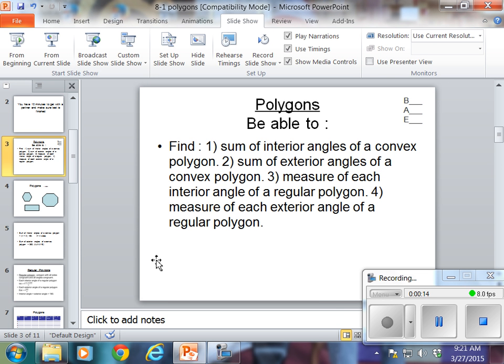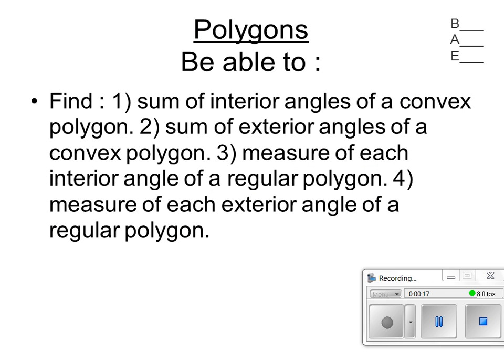Okay, my question. What? 87.4. If you're rounding to the nearest degree, still 87, right?